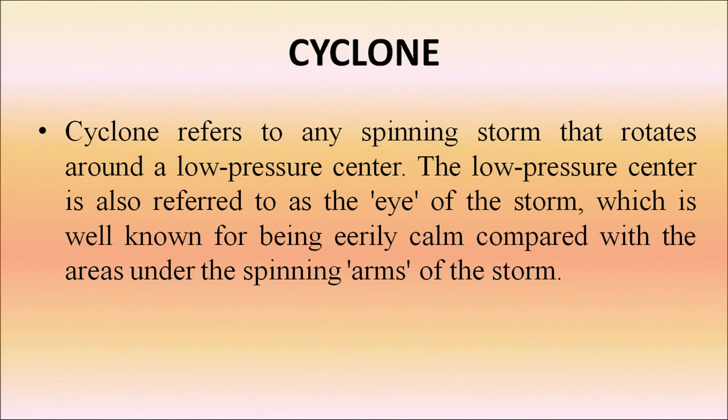Now come to the cyclone. Cyclone refers to any spinning storm that rotates around a low pressure center. The low pressure center is also referred to as the eye of the storm, which is well known for being eerily calm compared with the areas under the spinning arms of the storm. We could say that the eye is watching what's going on down below, so it needs a clear path, but the arms are where all the action happens, because this is where the storm is throwing out all of its rain and wind.